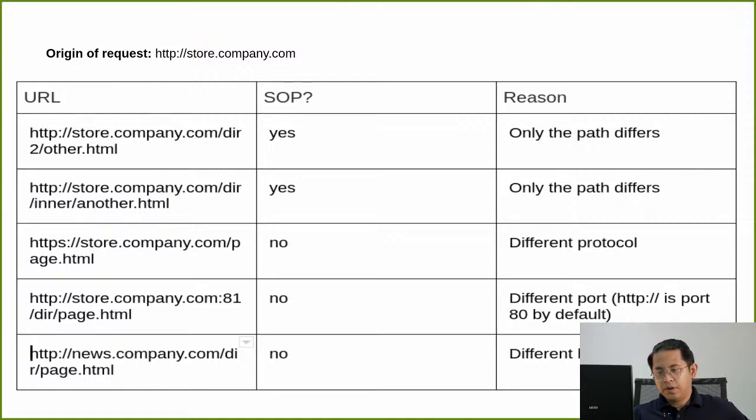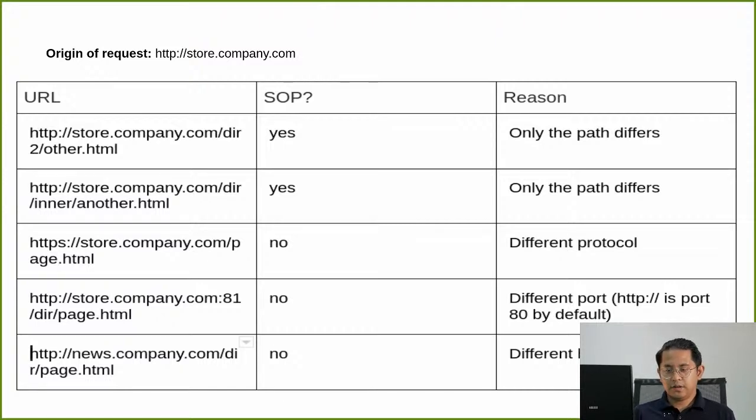Next is the https page.html. This one violates the SOP because it has a different protocol. As you can see, the protocol here is HTTPS. The origin is HTTP, so it violates the SOP.